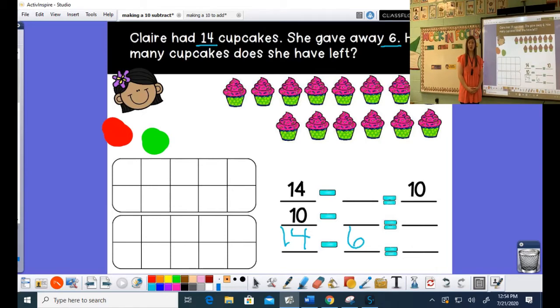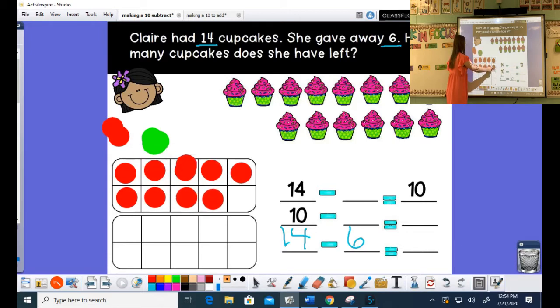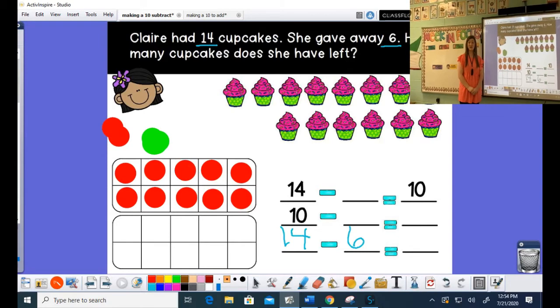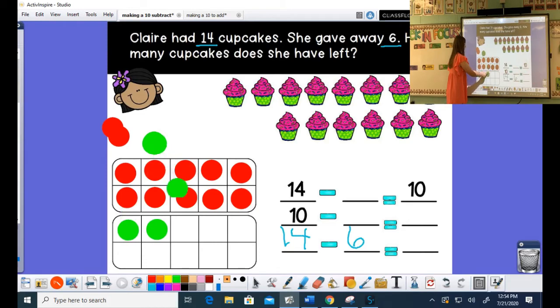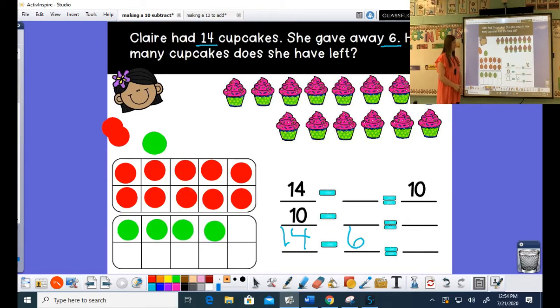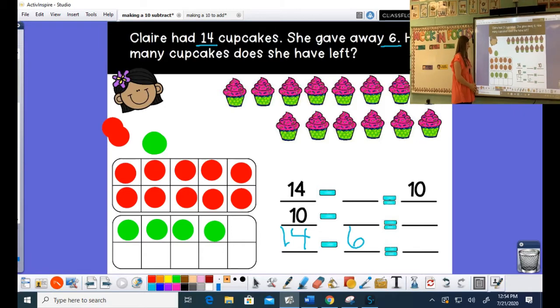So what I'm going to do first is place 14 counters in my 10 frames. I'm first going to show our group of 10 in the number 14. 1, 2, 3, 4, 5, 6, 7, 8, 9, 10. And now I'm going to continue on with my green counters. 1, 2, 3, 4. We have now broken our number 14 into our 10 frames by its place value. A group of 10 and 4 ones.